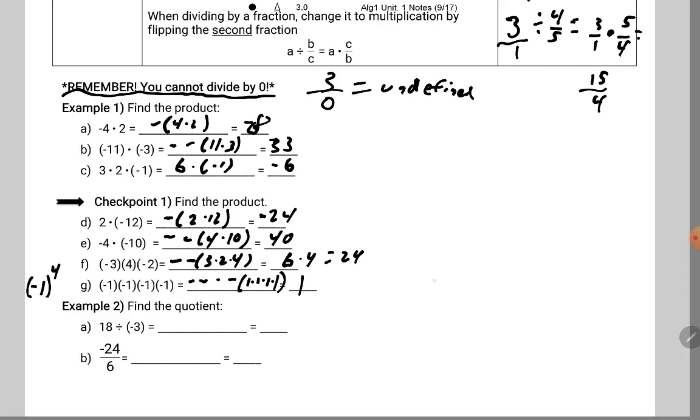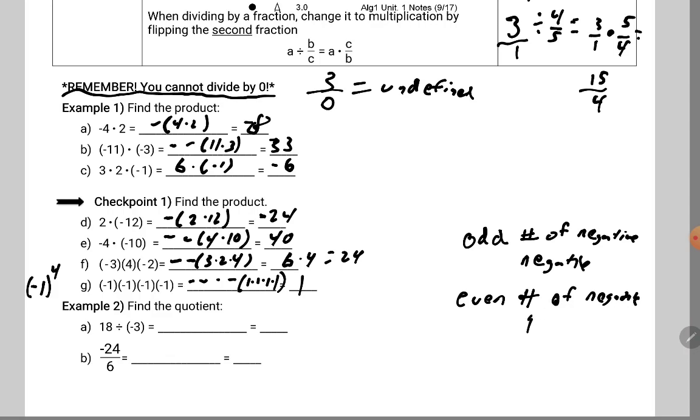So what happens if we have 3 negatives? These two become positive, and then we're left with a negative, so the answer would be negative. That's if we ran into an example with 3 negatives. So if there's an odd number of negatives, then it's negative. If there's an even number of negatives, then it's positive.